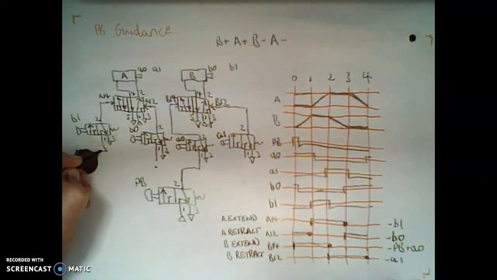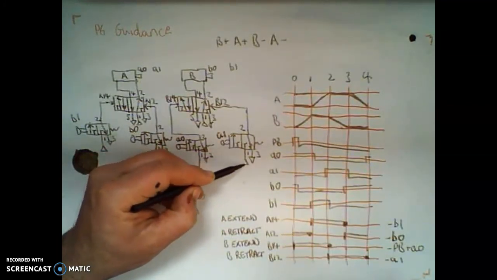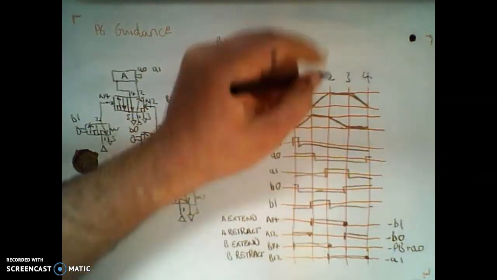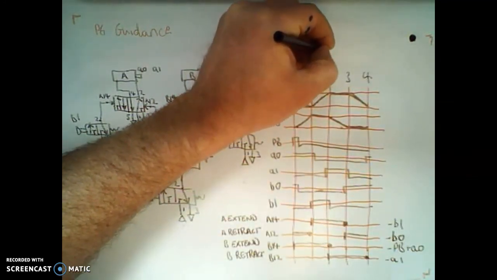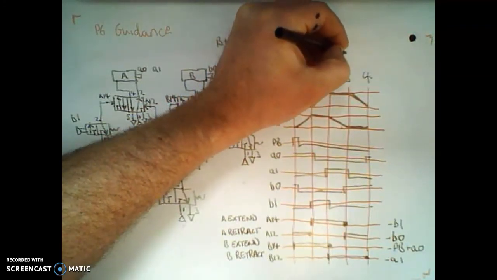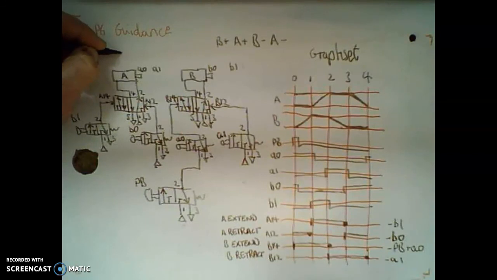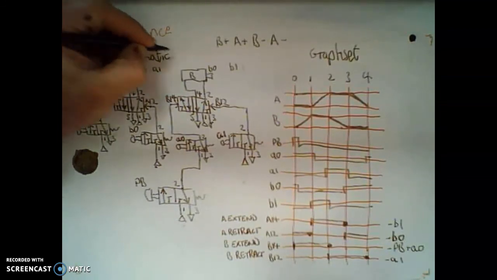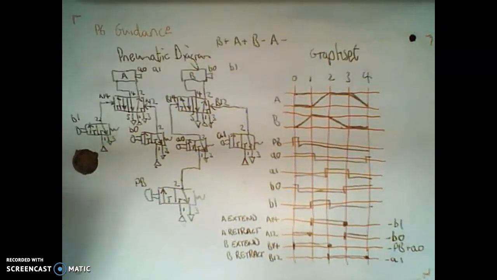Now if I draw in the connections to the compressor there, that is the graph set and pneumatic diagram for that sequence.